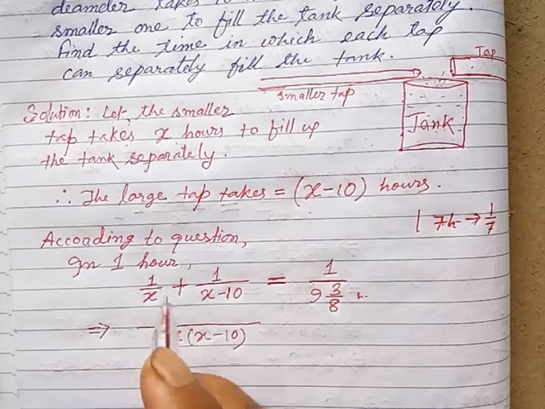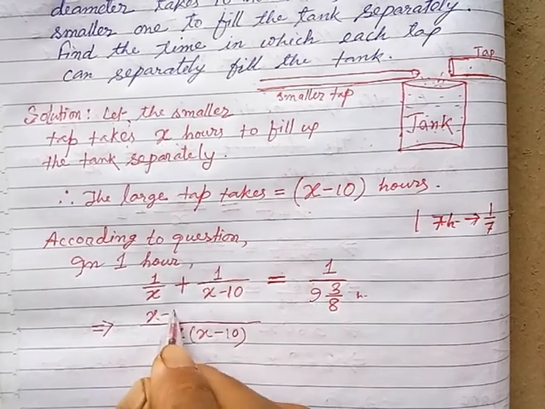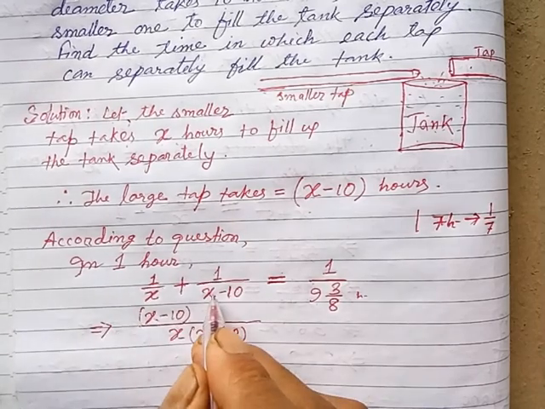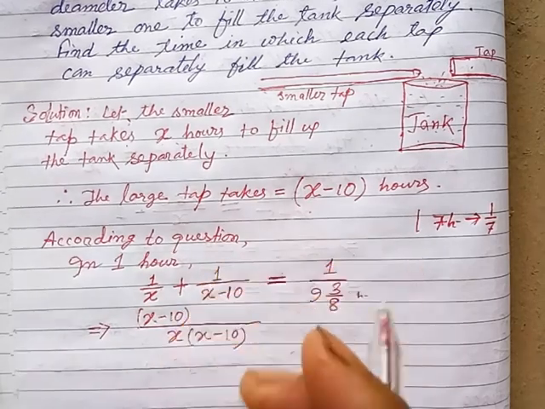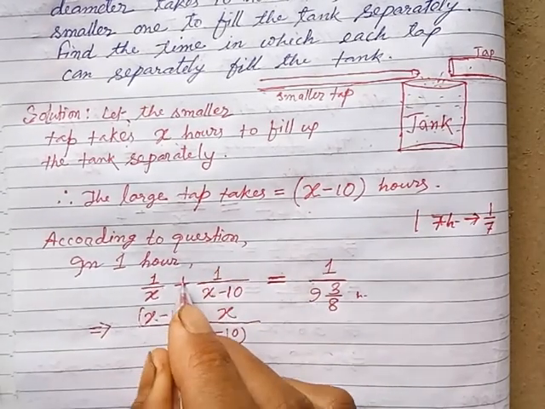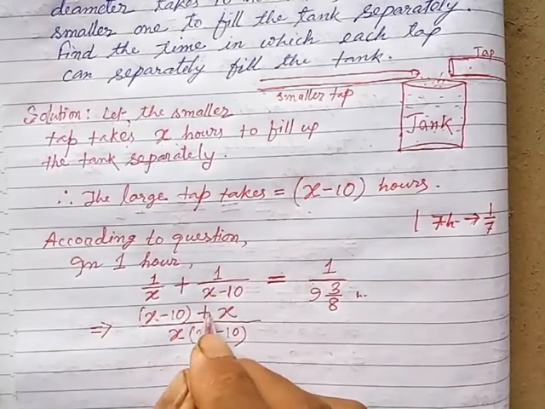Again x minus 10 into 1. It will be x minus 10. X minus 10 is here. X minus 10 is here. It divides here x times, x into 1. It will be x. Here plus will be remaining the same.